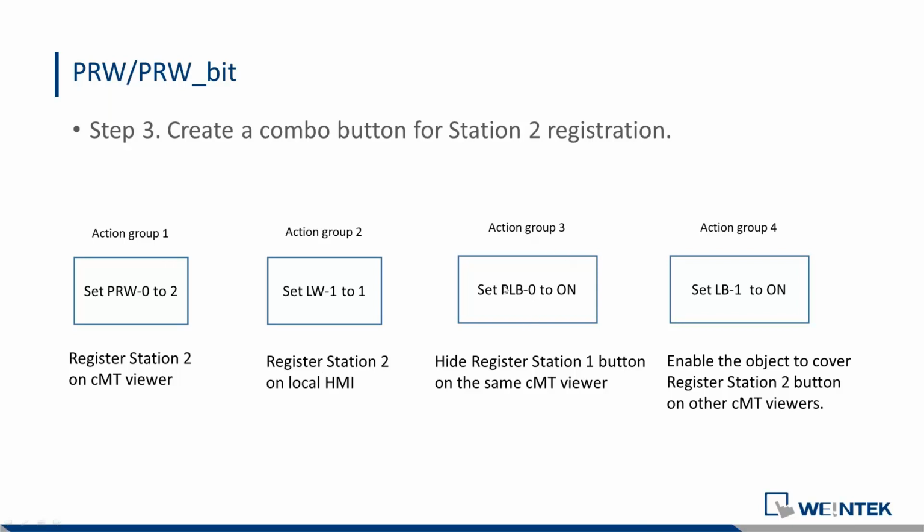All right, and in action group 3, we're going to set PLW0 instead of 1 to on, and in action group 4, we're going to set PLB1 to on. Basically, the purpose is the same as the other combo button, except that this is for the registration of station 2. So this is a similar setting, and we're going to move on to the next step.